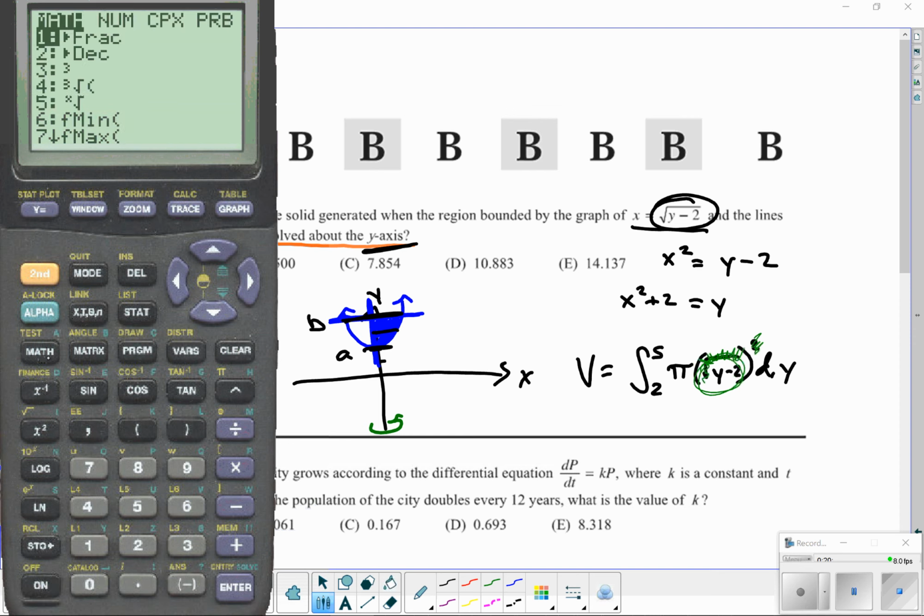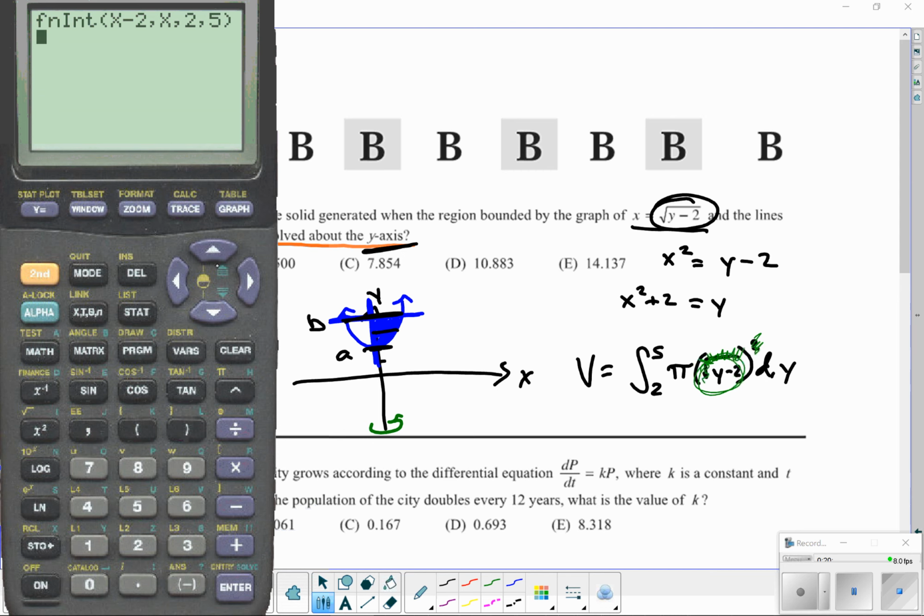You're going to do your definite integral in your calculator. I know it's all in terms of y, but you can just type it as x. So the function is y minus 2, and I'm just going to type it in as x minus 2, comma x. It's really a y, but it's fine. Comma 2, comma 5. And that's pretty much it.